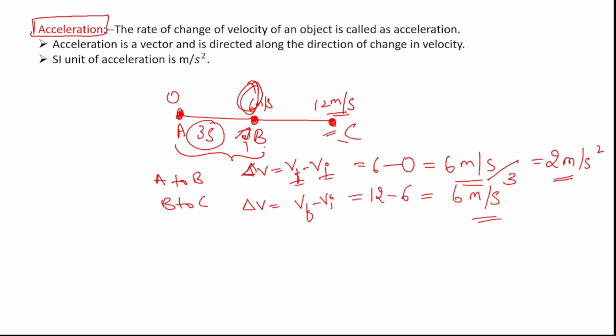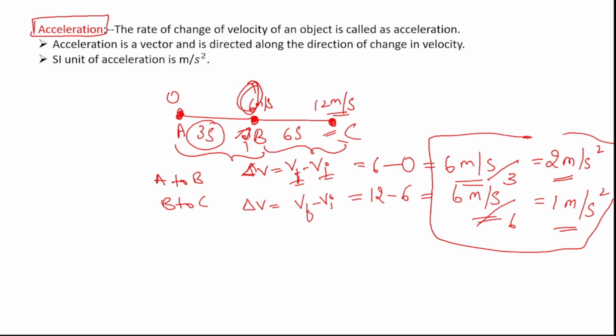In the next situation, that is B to C, let us say here it has taken 6 seconds. So 6 divided by 6, that is 1 meter per second square. By this you are finding the velocity change per second. So what are we doing here? We are finding the change in velocity of that particular moving object, right? So that rate of change in velocity is nothing but acceleration.